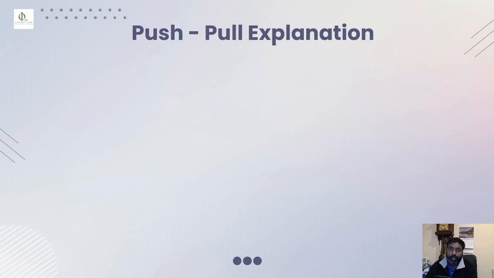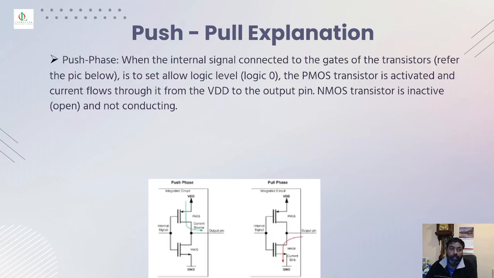Let's get to understand a bit more about the push-pull explanation. In the push phase, the internal signal connected to the gates of the transistors, refer to this picture, is set to logic 0. The PMOS transistor, as I explained, is activated and the current flows through it from the VDD to the output pin, and the NMOS transistor is inactive, open, so there is no conductivity on NMOS.